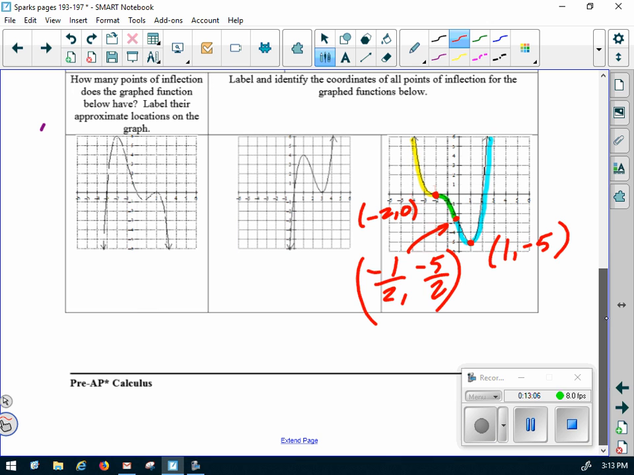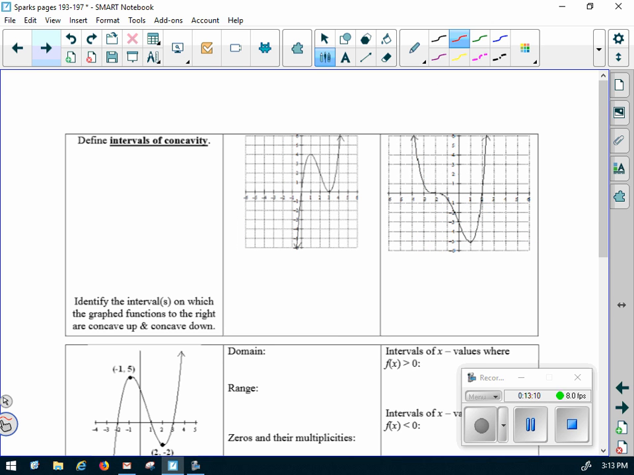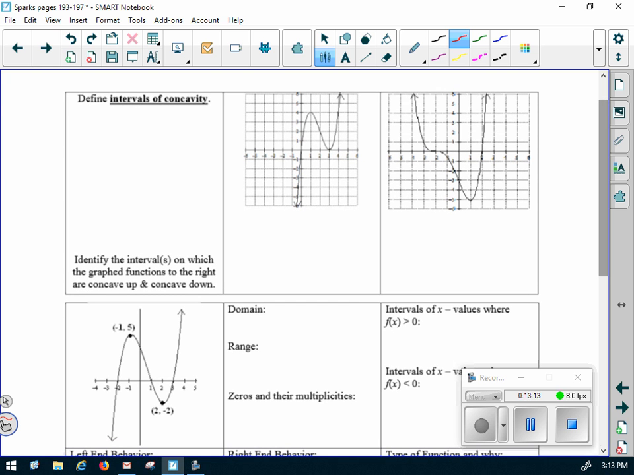Okay. We're going to skip that one for now. Let's go on. Define intervals of concavity. I'm not even exactly sure how you define intervals of concavity, except it's where the graph is concave up and where the graph is concave down. So remember when we did intervals where your function was increasing or decreasing, and we just used the x values? That's what we're going to do here.